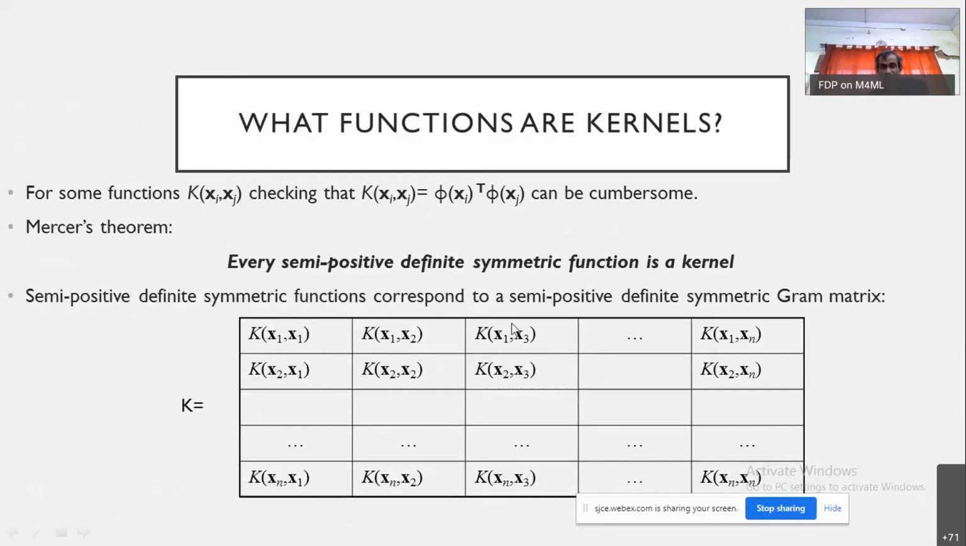And this kernel function will satisfy certain properties following Mercer's theorem, that every positive semi-definite symmetric function is a kernel function. This can be proved.